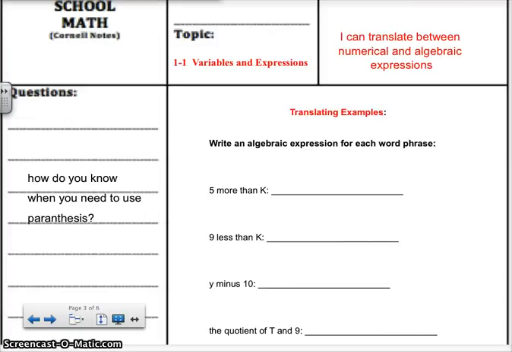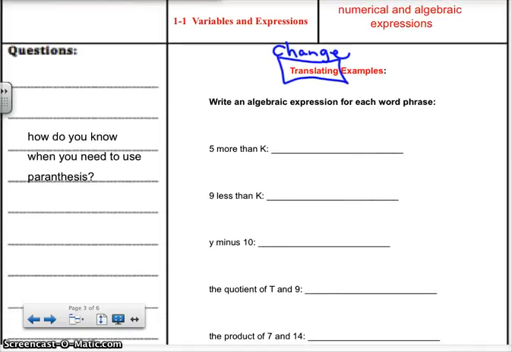Next, let's apply this. Given a word phrase, let's translate. Translate just means change to symbols, like Transformers, you change, translate. So my strategy is I box off the vocab word, and then I use the table I just gave you to match the operation.